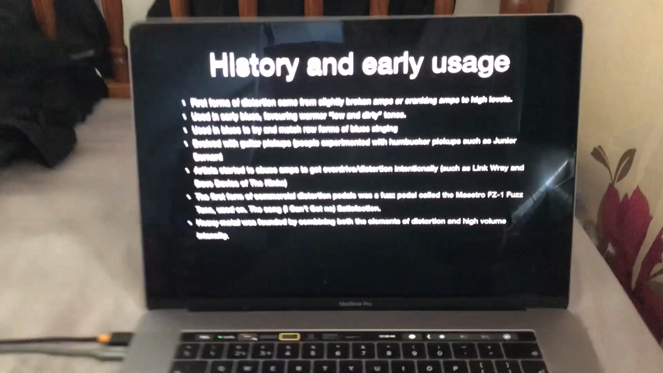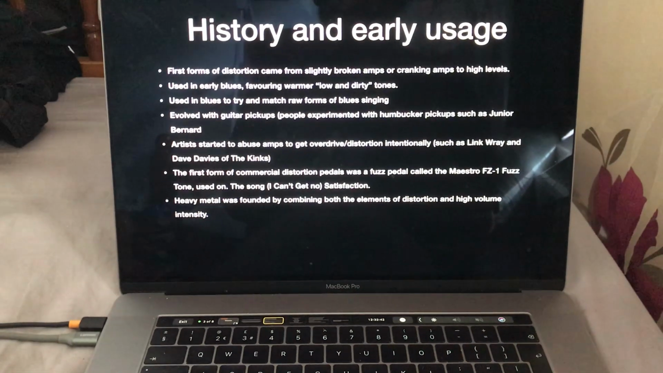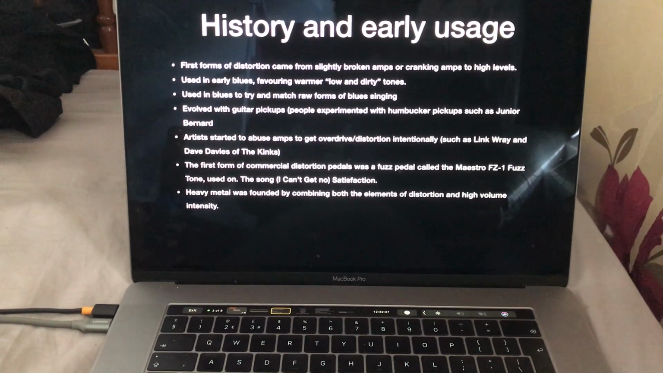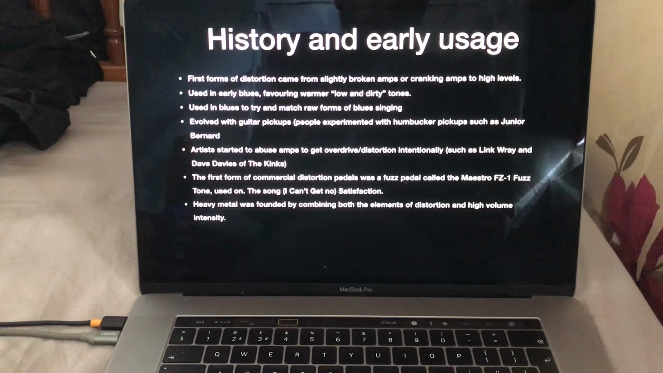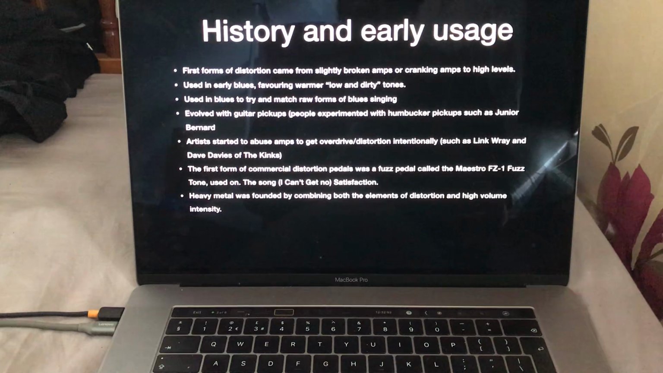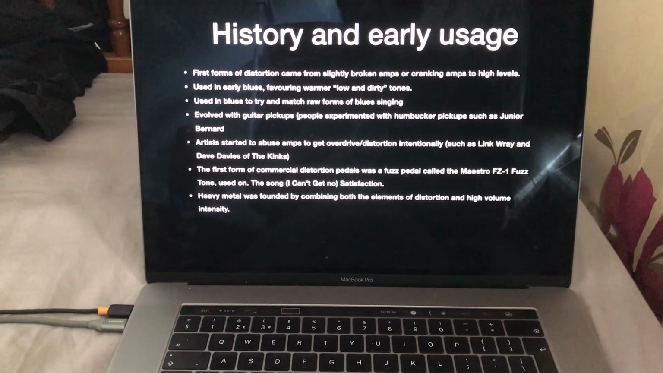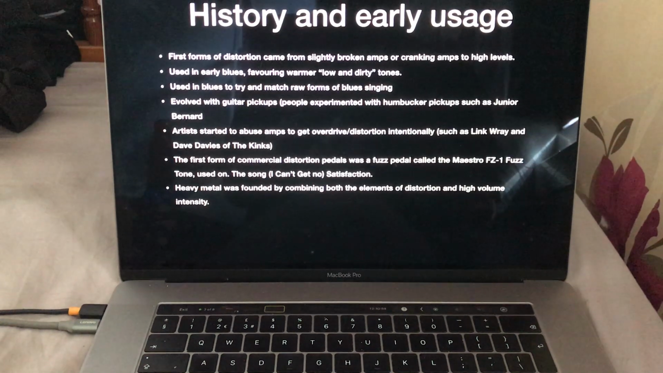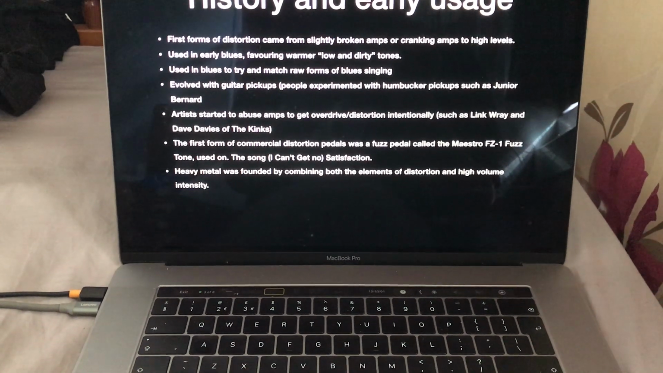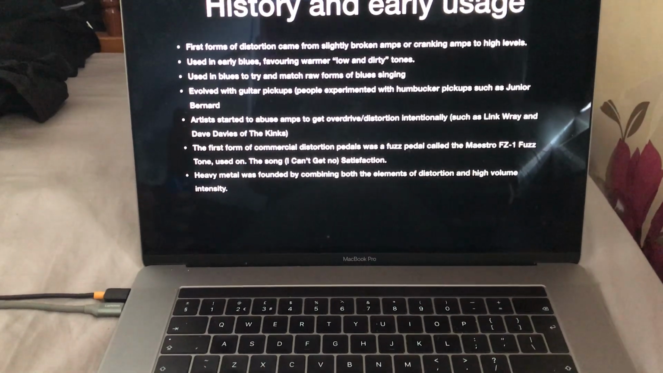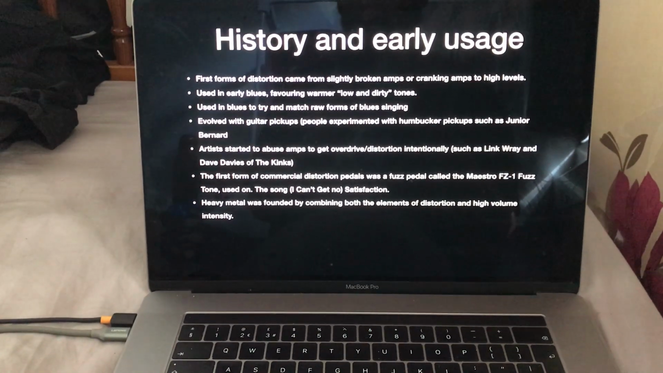Before the rollout of commercial pedals, artists started to abuse amps intentionally to get their overdrive and distortion sound, such as Link Wray and Dave Davies of the Kinks, who would take a razor blade to the speaker cone of his guitar amp in order to get that overdriven sound. The first commercial distortion pedal was a fuzz pedal called the Maestro FZ-1 Fuzz-Tone, which was used on the song "(I Can't Get No) Satisfaction." We will get onto fuzz later.